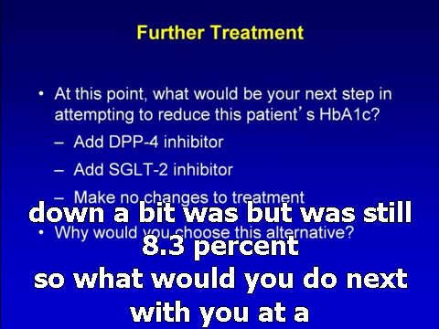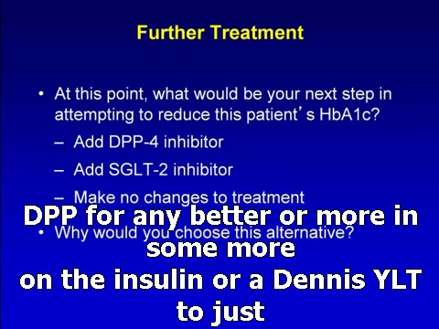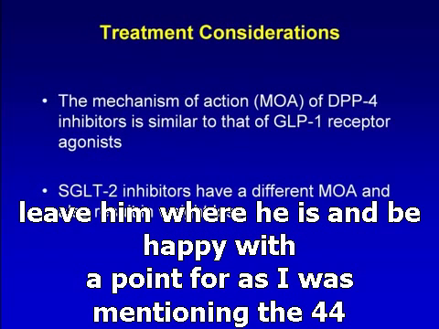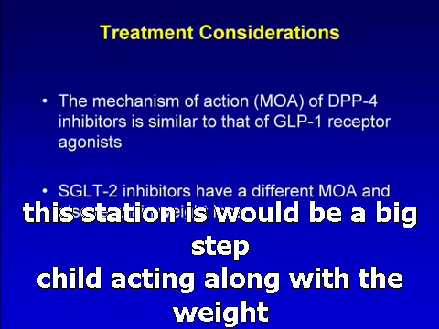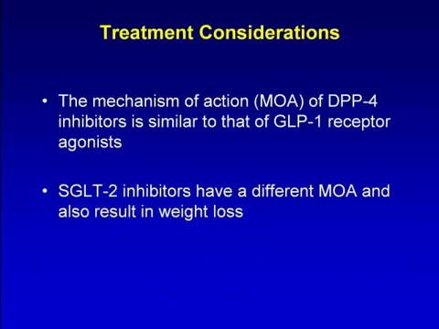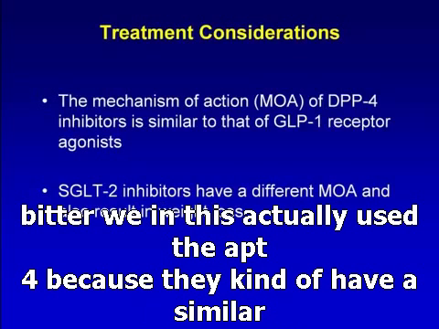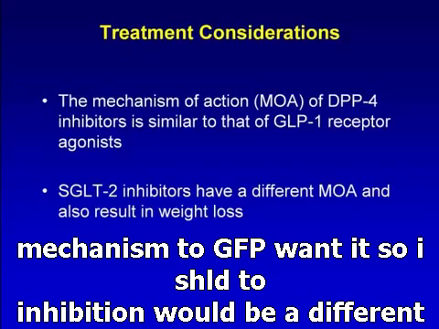So what would you do next? Would you add a DPP-4 inhibitor, or go up more on the insulin, or add an SGLT2, or just leave him where he is and be happy with 8.3? As I was mentioning before, for this patient, insulin would be a big step, short-acting insulin, along with the weight gain and increased hypoglycemia. A possible alternative would be to add the SGLT2 inhibitor. In this scenario, we cannot actually use DPP-4s because they have a similar mechanism to GLP-1s.